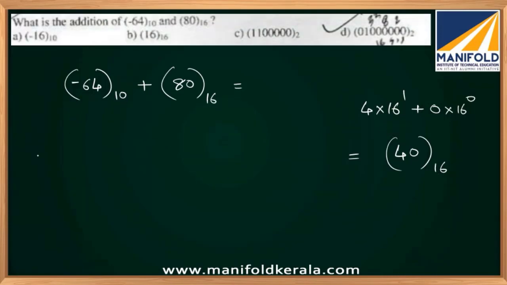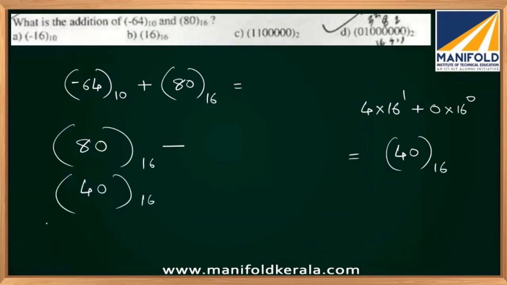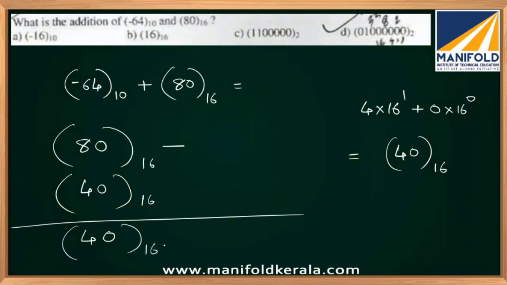So what you need to do is this particular operation. You have 80 base 16 minus, so there is a negative sign here. This negative sign can be represented as subtraction. And you want to subtract 40 base 16. Now this subtraction is easy because you don't require any borrow here. So this will be 0, and 8 minus 4 is 4. So basically your answer will be 40 base 16. But you don't find an answer like that in the options.